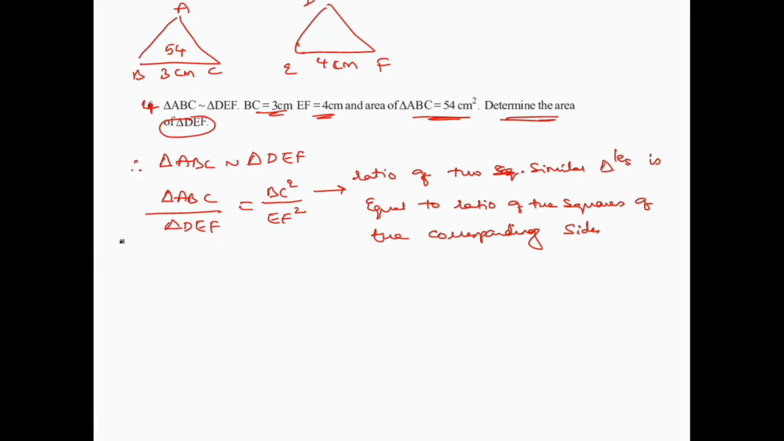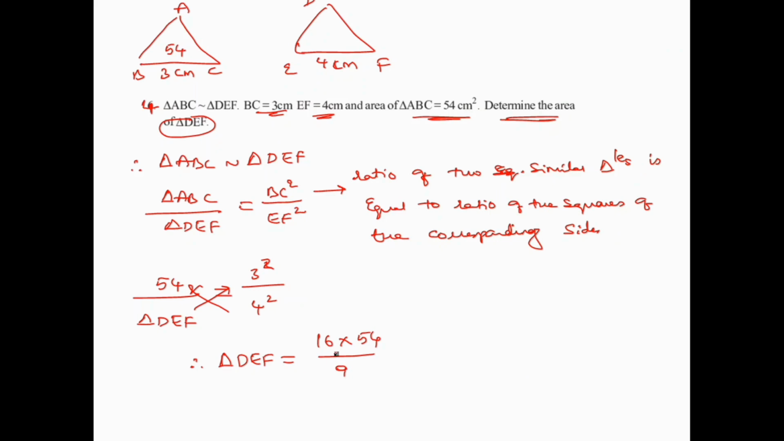So let me solve this one. What is the area given? For now, this is the area we need to remove. The area of DEF is equal to the ratio of squares: one given, the other is 4 square, right? Now cross multiplying, I am left with triangle DEF, which can be written as 4 square, that is 16, into 54 by 9.